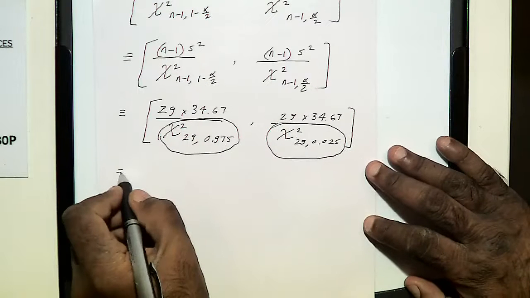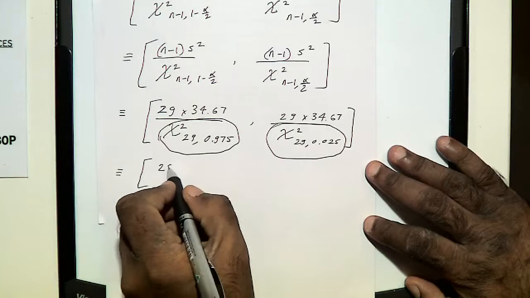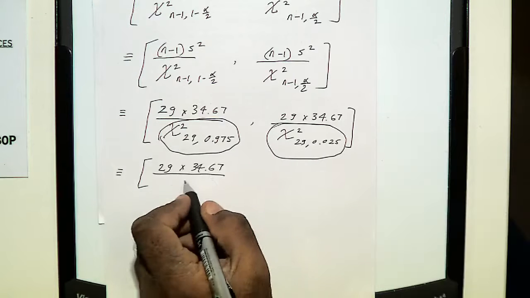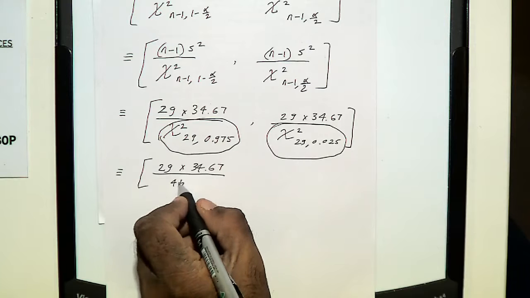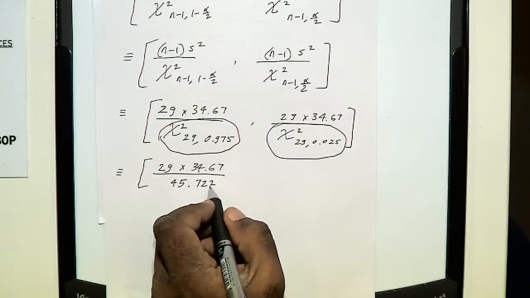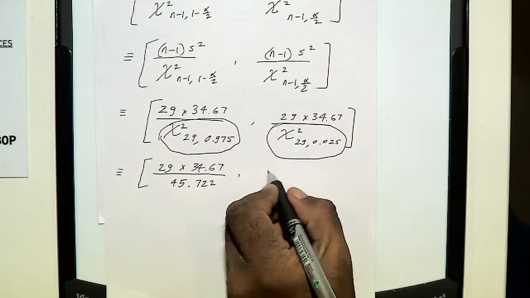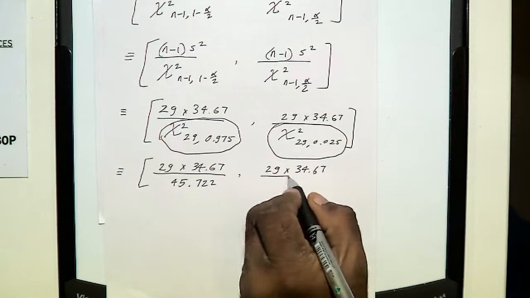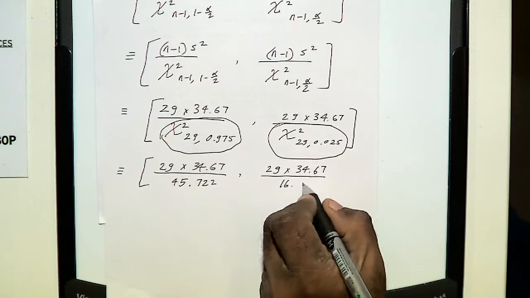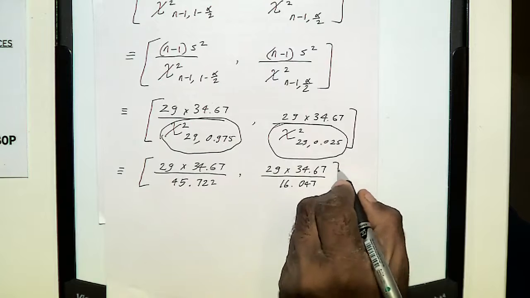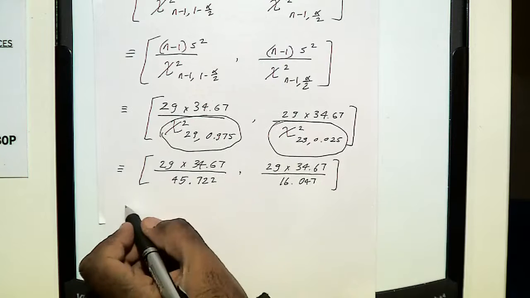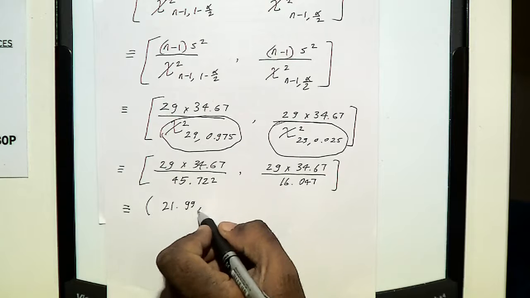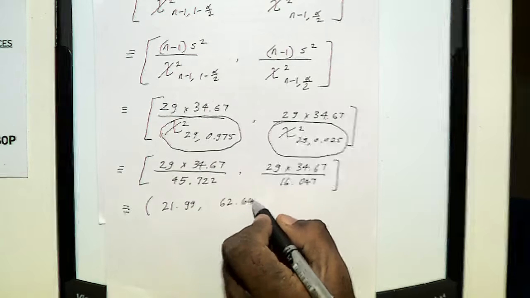So if you do that, guys, you will get the following. You will get 29 times 34.67. This guy here will become this, you alright, guys? And this is what you will get, and you should simplify the numbers. The lower limit is 21.99, the upper limit is 62.66.